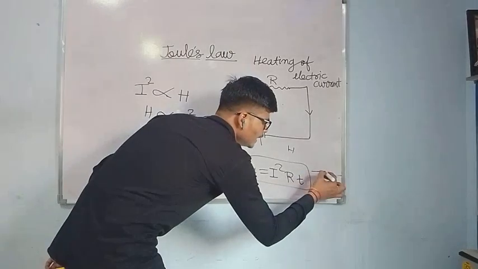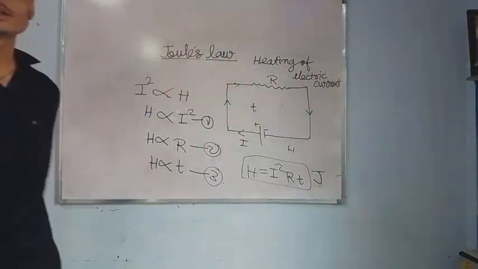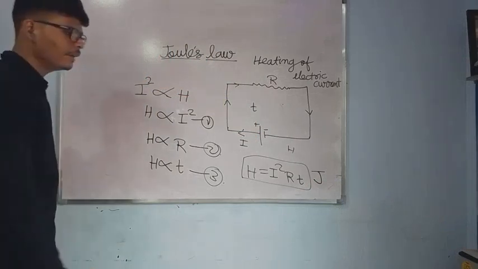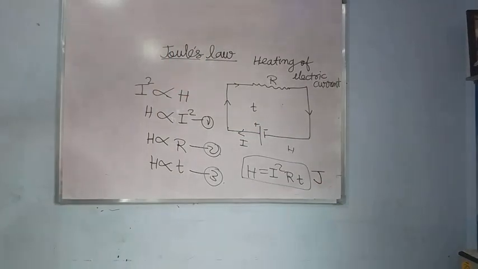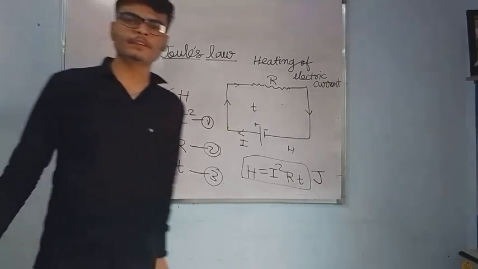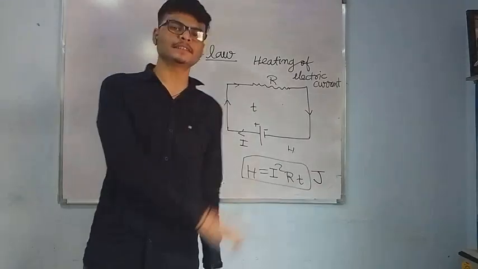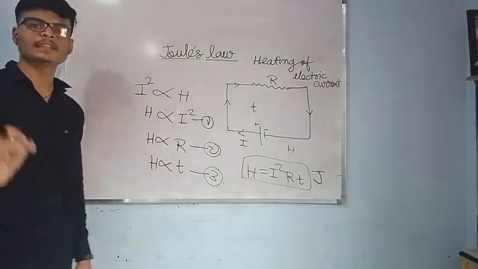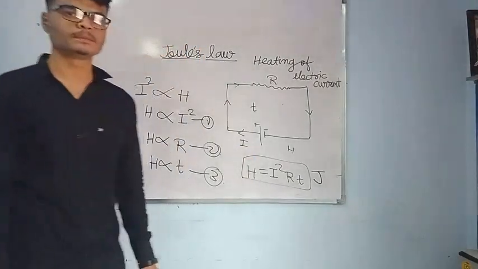What's the unit of this heat? In joules. J for joule. Joule is the unit of energy. Which energy are we having here? We are having heat energy. A circuit is losing energy in the form of heat energy.